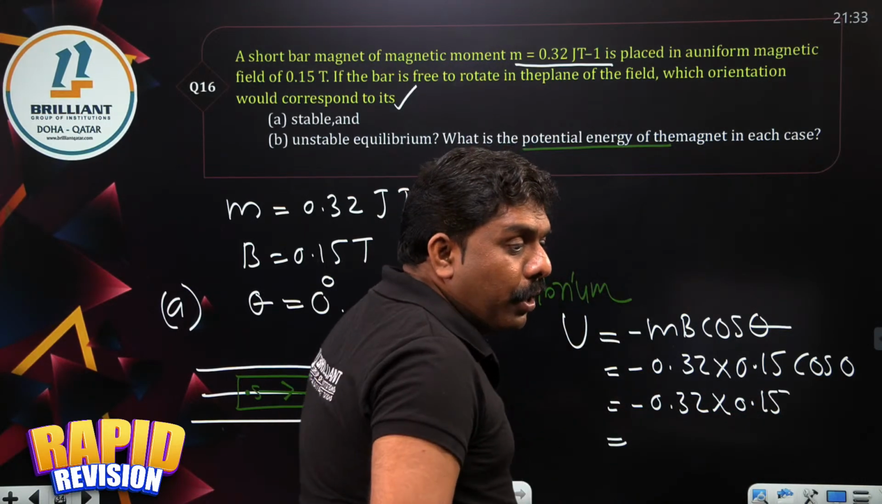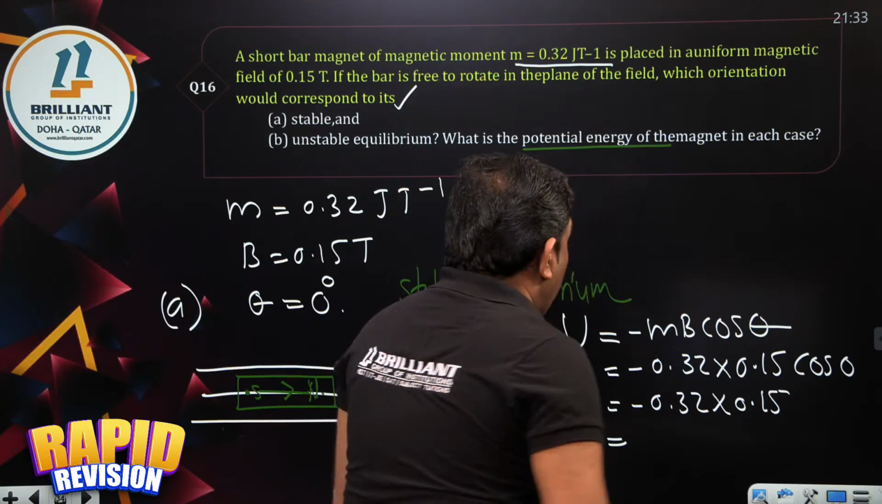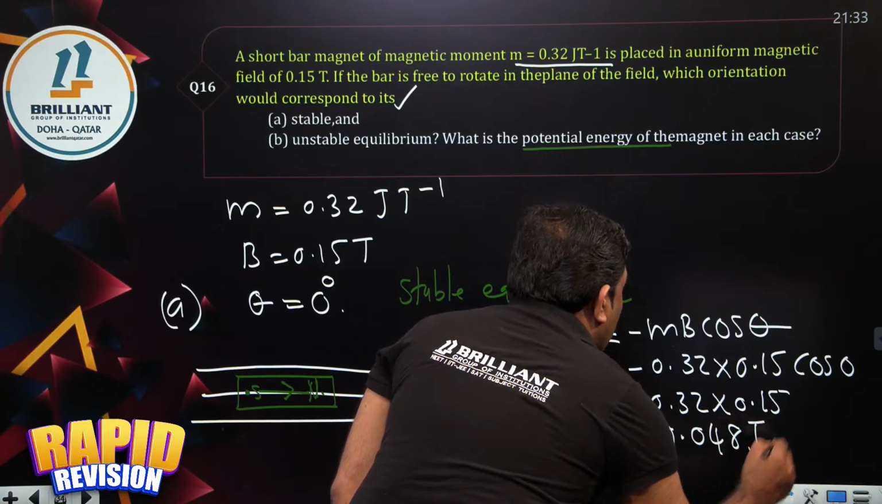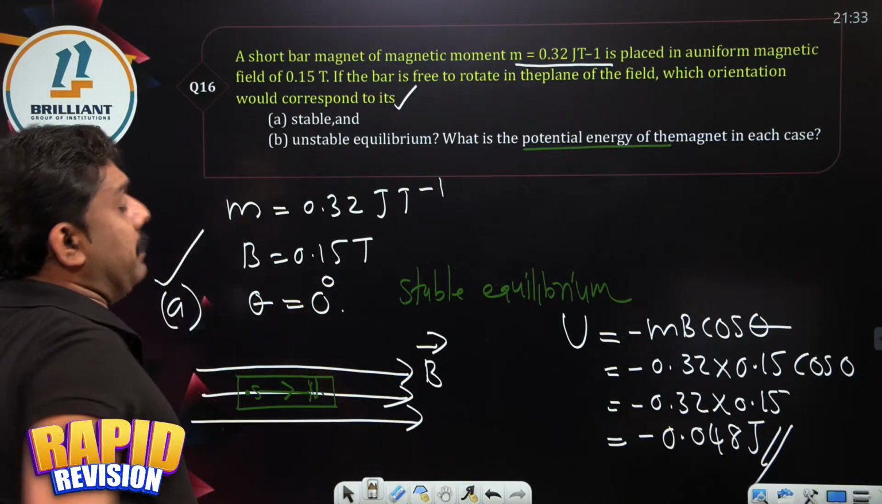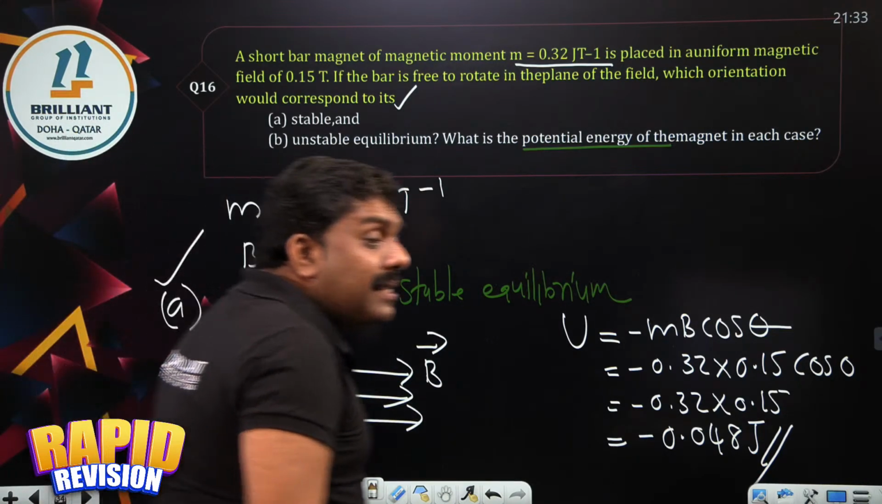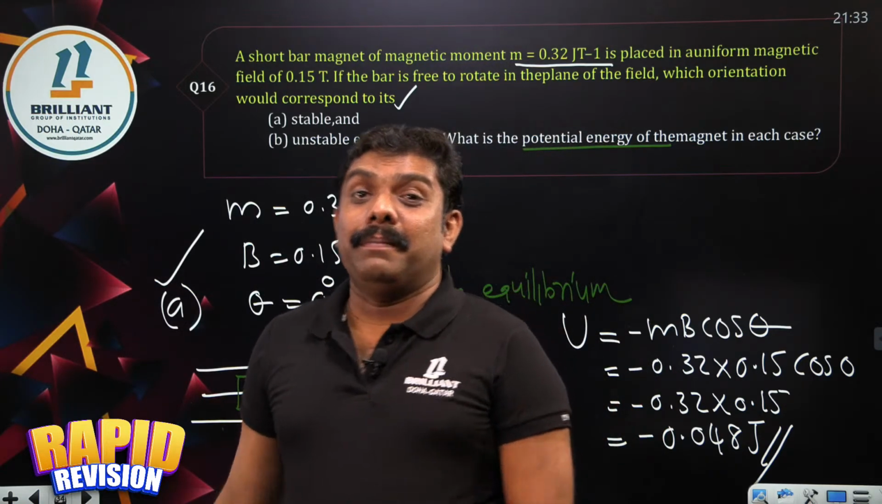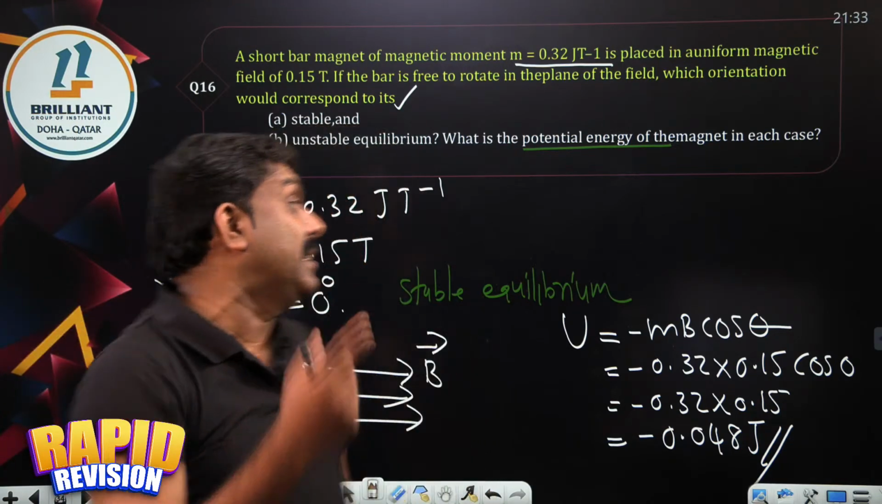So the value, when you get the answer, that is minus 0.048. Minus 0.048 joule is the potential energy in stable equilibrium. Now, unstable equilibrium is there. What is unstable equilibrium? Unstable equilibrium means theta equal to 180 degree.